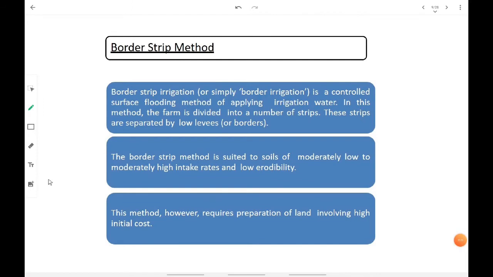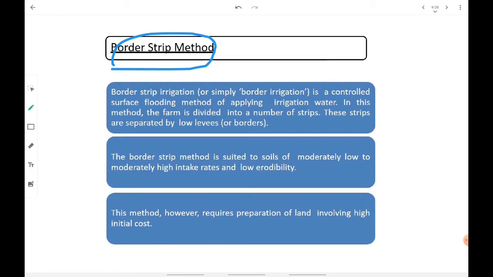So now we are looking at the border strip method. In the border strip method, or border strip irrigation, we provide a controlled, channelized manner to flood the farm. In the uncontrolled flooding method, the problem was ponding and there was no control over the quantity and quality of irrigation. But in border strip irrigation, or simply border irrigation, we have borders and strips inside the farm that properly channelize the water to go inside the farm and irrigate the plants.